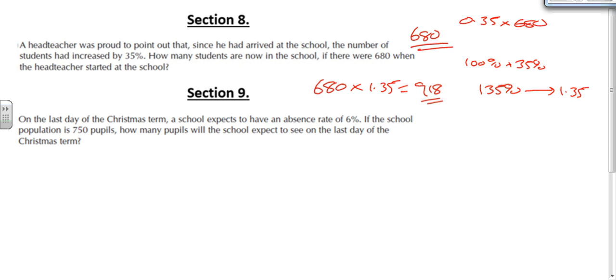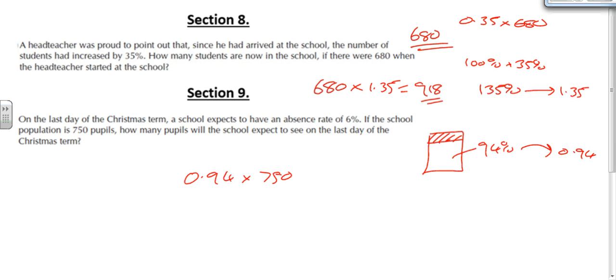Section 9, so the last section of your homework. On the last day of the Christmas term, a school expects to have an absence rate of 6%. If the school population is 750 pupils, how many pupils will expect to see on the last day of Christmas term? So we start off with 100%. We're then going to take away the top 6%, leaving you with 94%. So if you've got 94%, 94% as a decimal is 0.94. So we just do 0.94 times by 750, and that gives us 705. So 705 students there on the last day.